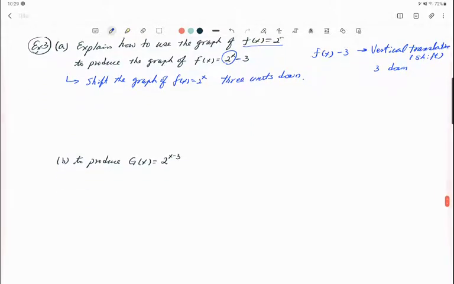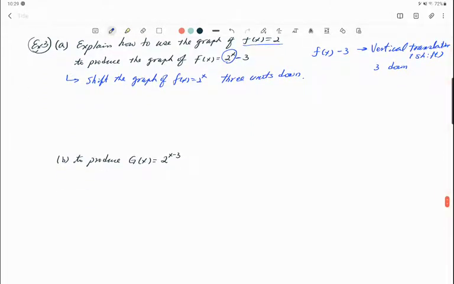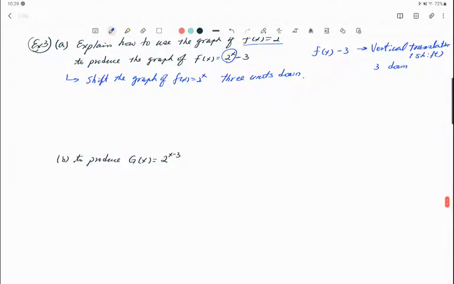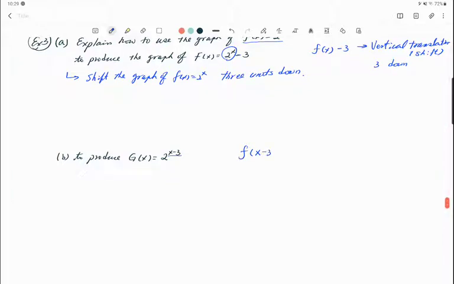Okay, how about the next one? How to use the graph of f of x, which is 2 to the x, to graph this one. Look at this. The exponent x is now replaced by x minus 3, right?